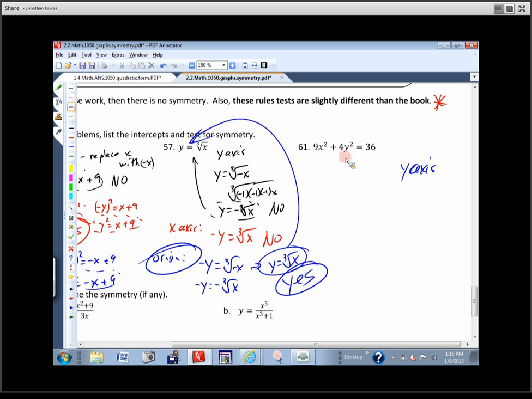What happens if I plug in a negative y? It's going to be squared. So it's going to be the same thing. So it's going to be symmetric with the x-axis. And what happens if I replace both of them with a negative x and a negative y? Same. It's going to be the same. So this is symmetric with all three of them.